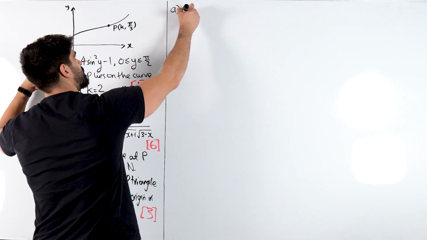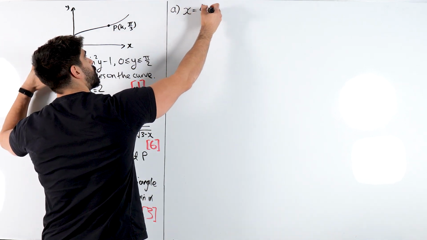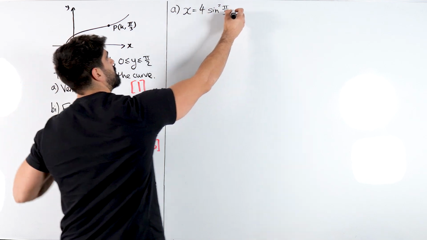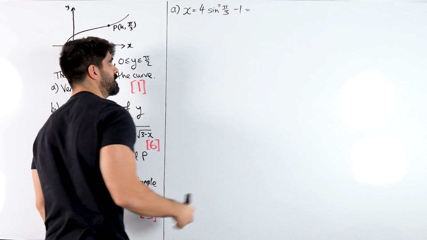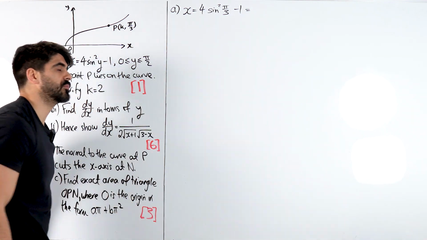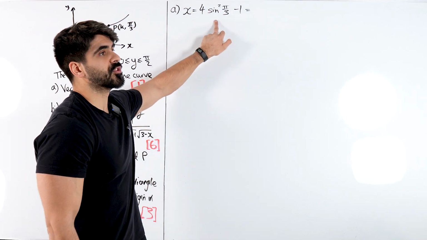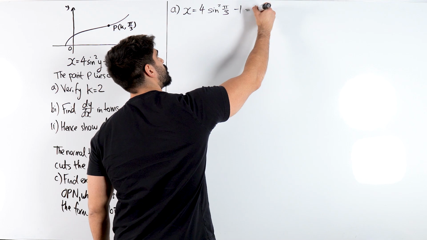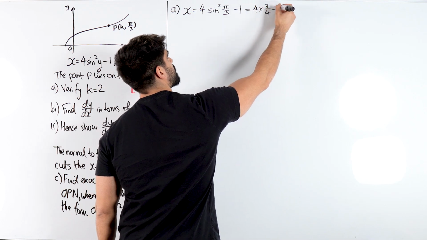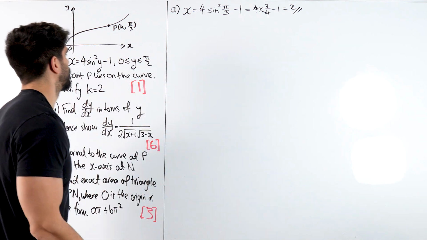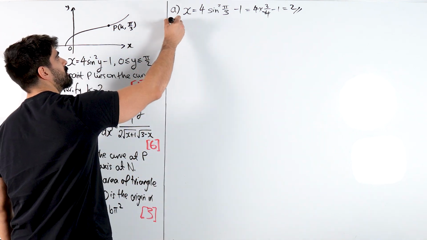So we get x is 4 sine squared pi over 3 minus 1. Sine of pi over 3 is a half. No, sorry, it's root 3 over 2. So root 3 over 2, when you square that, you get 3/4. So you get 4 lots of 3/4 minus 1. The 4's cancel, you get 2. All right, that's verified. I guess this is the juicy part.